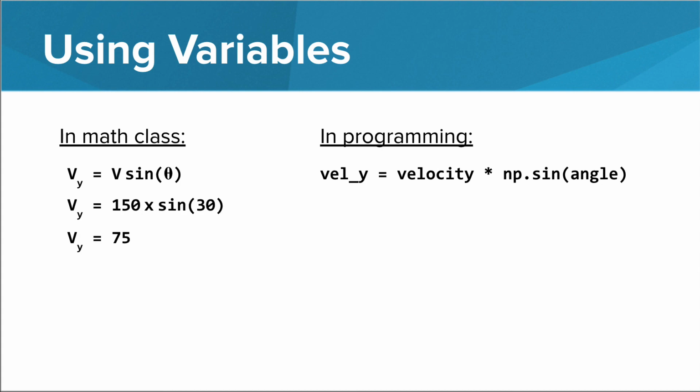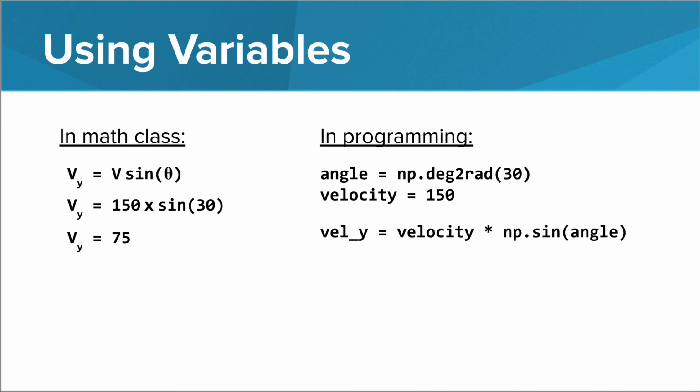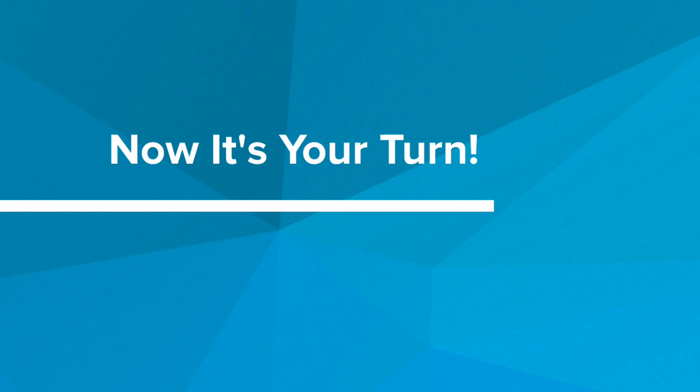In math class, we substitute in the values and solve. In programming, values are assigned elsewhere in the program, and the calculation is still done with variables. This makes it easy to change the values of the variables and then have the calculations automatically update. Awesome. Now it's your turn to introduce variables in your programs.